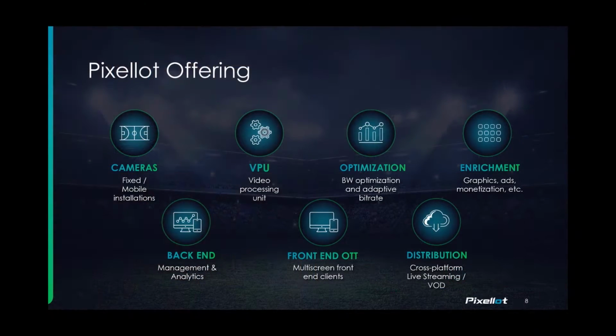So a Pixellot system is a camera head and a VPU. Now the VPU is a desktop computer that powers the camera and does the streaming for the camera. So our systems are optimized to run at low bandwidth. So you do not need very fast internet to run these systems.